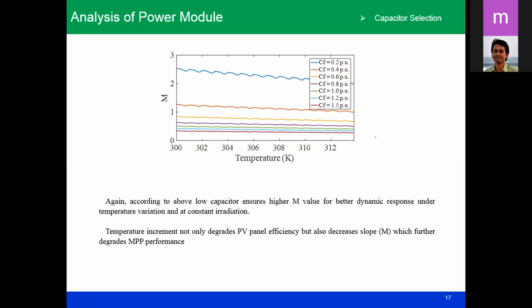In the next slide, that is the temperature variation. You can also check for different temperature variations. If your value is 0.2 per unit, then you can have a maximum slope, because slope does not only depend upon the voltage, but also depends upon the temperature. So if you increase the temperature, for different values of capacitor, you can see the slope, or m value, is maximum for the capacitor value of 0.2. So that's what is written here.